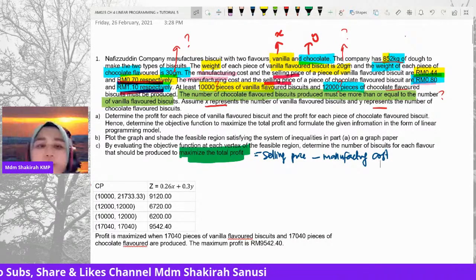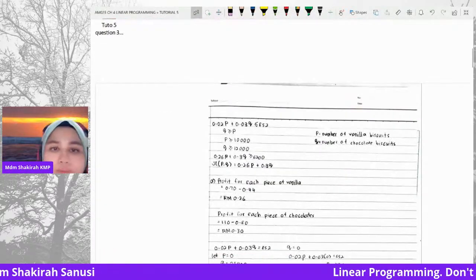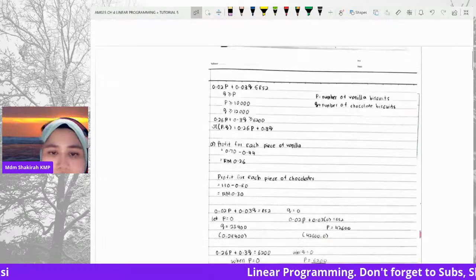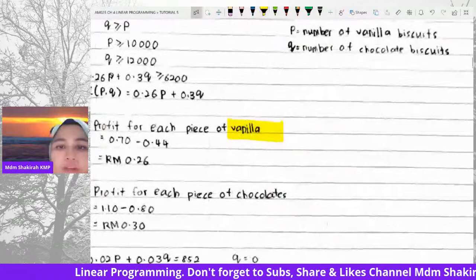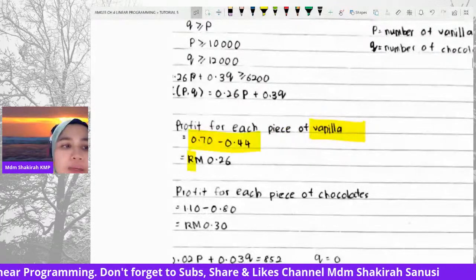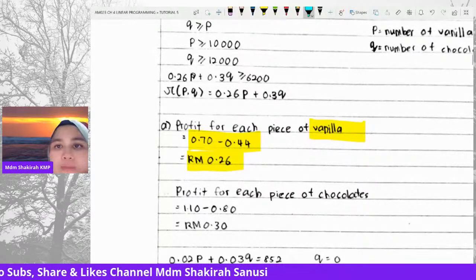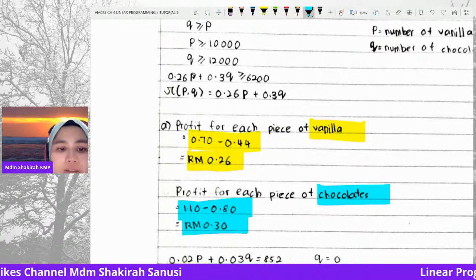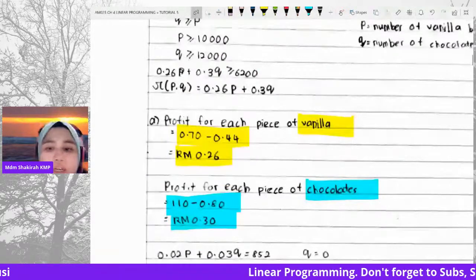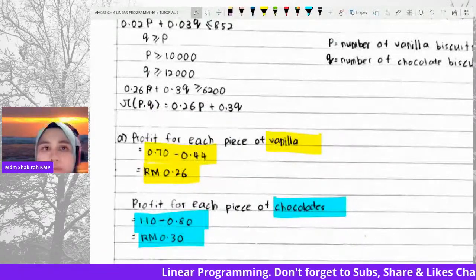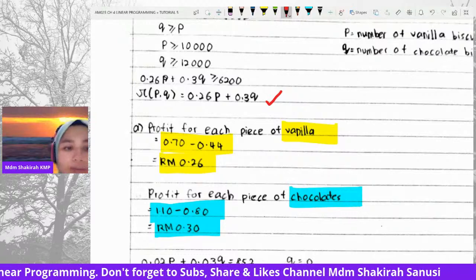So here, okay, let's see. You guys punya kawan punya pengiraan. Dia ambil profit. Dia ambil untuk vanilla dulu. Dia ambil minus, so dapat 0.26. Okay, next. Dia ambil untuk coklat. Minus, dia dapat 0.3. So here adalah you punya objective function. Mana objective function dia? This one. Okay. Tu cara dia.